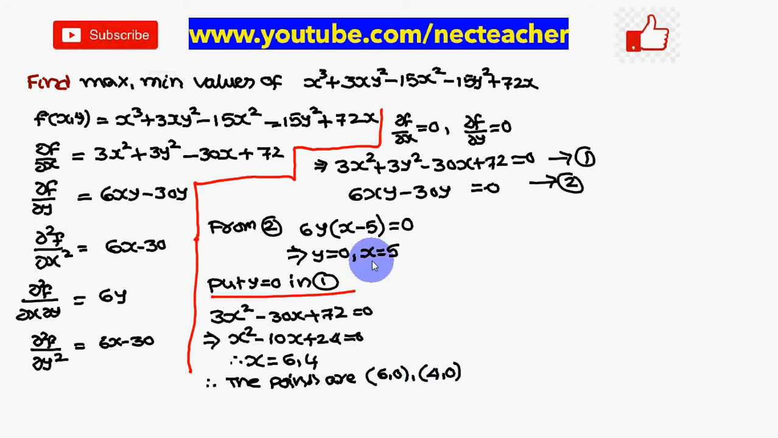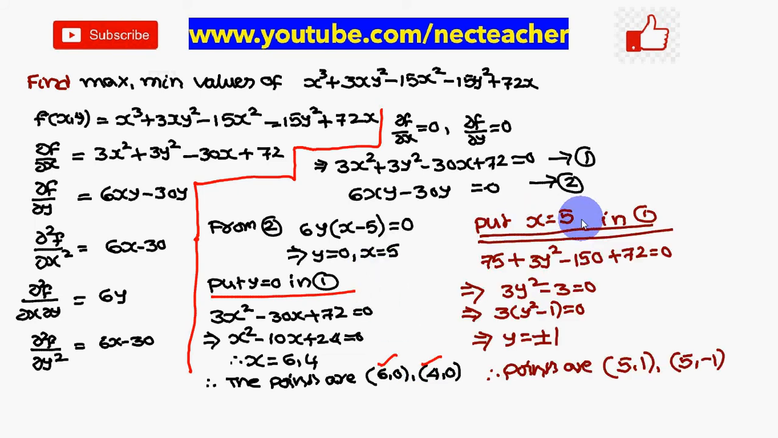One more case is x is equal to 5. Now put x is equal to 5 in equation 1. What are you going to get? y is equal to plus or minus 1. So the points you are going to get are 5 comma plus 1 and 5 comma minus 1. So in total you are going to get 4 points.